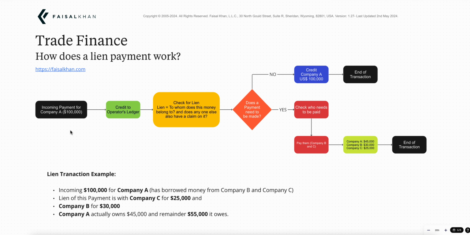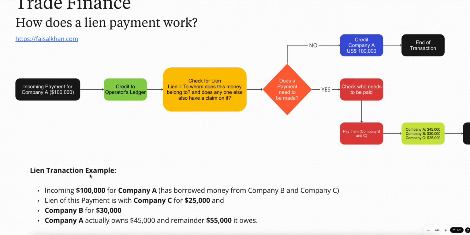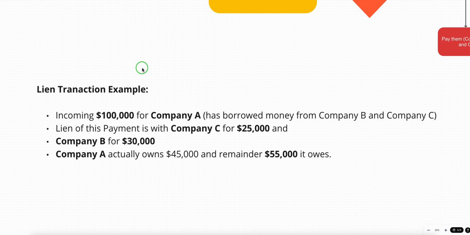So in this example, let's just show how a trade finance payment would actually work. The incoming payment is 100,000 for company A, and this company has borrowed money from company B and company C. The lien on this payment is with company C for 25,000 and company B for 30,000. So for a total of $55,000, company A owes company B and C. So company A actually owns only $45,000, and the remainder, $55,000, it owes to someone else.